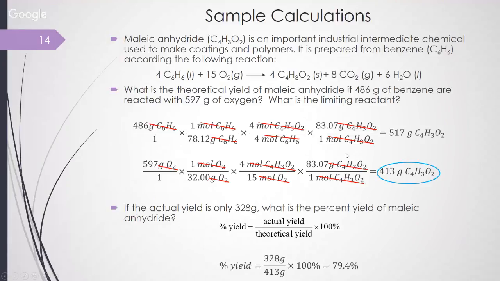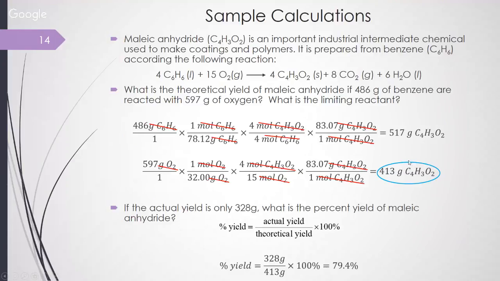When I created this slide, I was really cancel happy and put too many red lines on here. So I'm left with grams of maleic anhydride. If I multiply everything together on the top, I divide by everything multiplied together on the bottom, I get 413 grams of maleic anhydride.